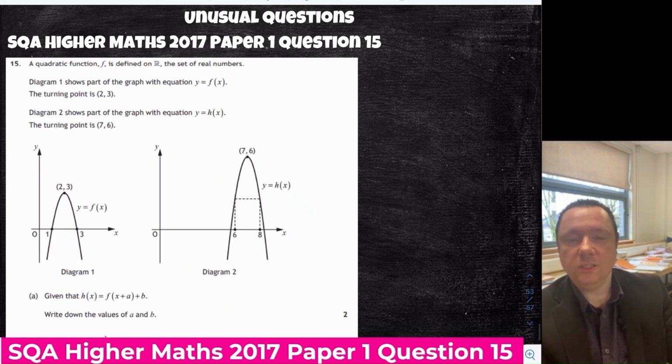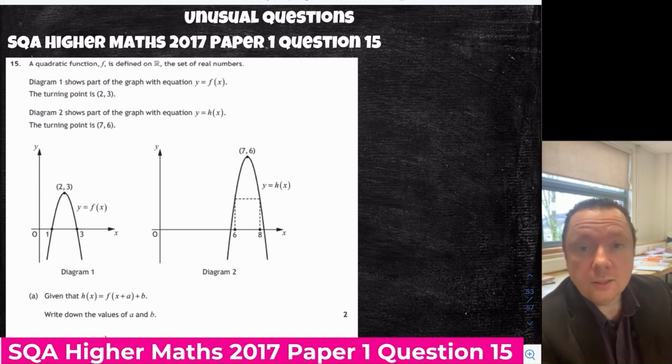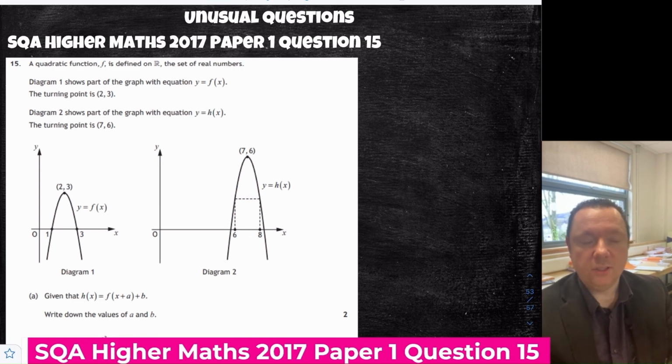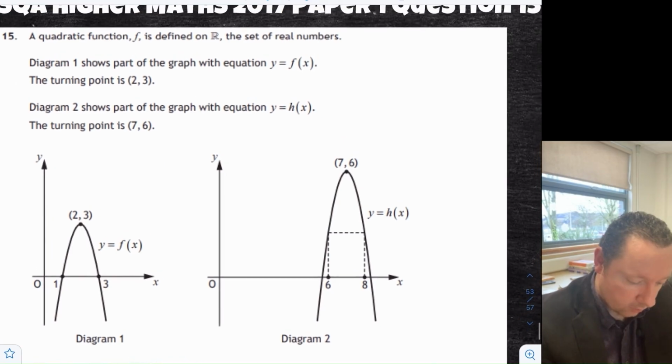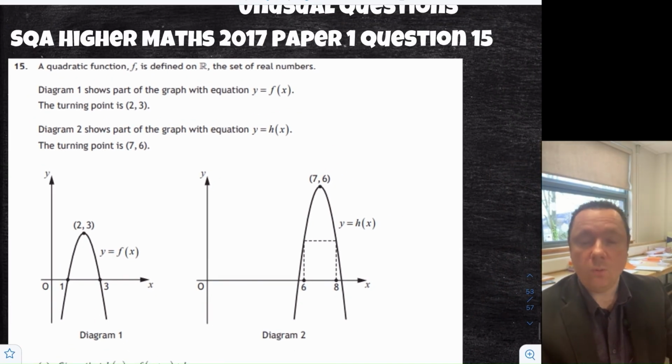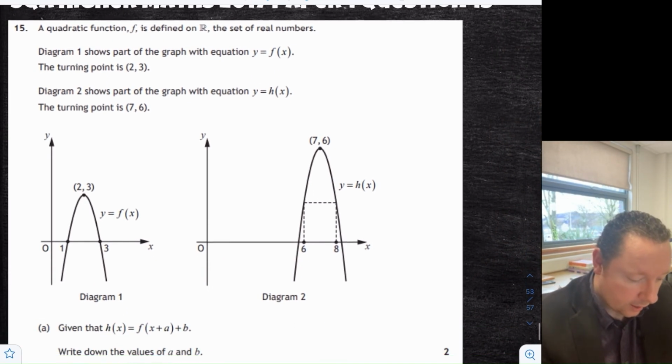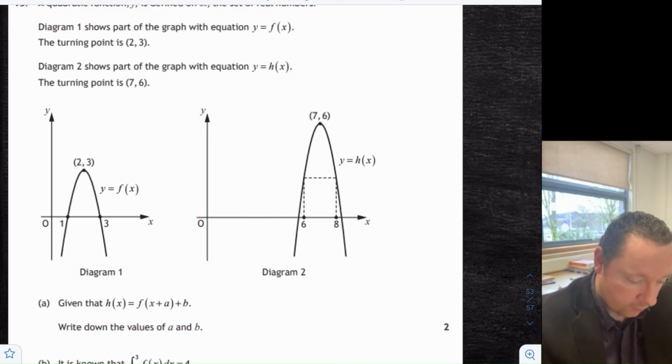We move on to what I would say is unusual differentiation questions. The first one we're going to look at, just stuff that doesn't come up as often, is this one. A quadratic function is defined on a set of real numbers. This was 2017, paper 1, question 15. Diagram 1 shows the graph of y equals f of x with the turning point at (2, 3). And diagram 2 over here shows the graph of h of x, and the turning point is now (7, 6).